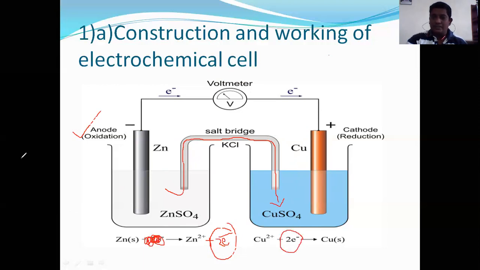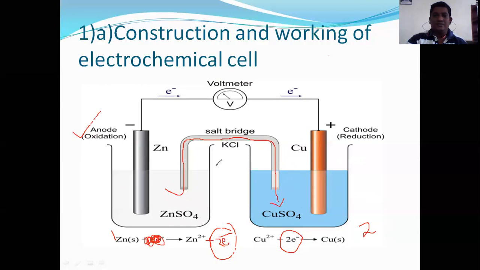So zinc is known as the donor and copper is known as the acceptor. I'm repeating: zinc in the zinc sulfate is the donor, copper in the copper sulfate is the acceptor. We can see two types of reaction. The first chemical reaction here is oxidation, and the second chemical reaction is reduction.